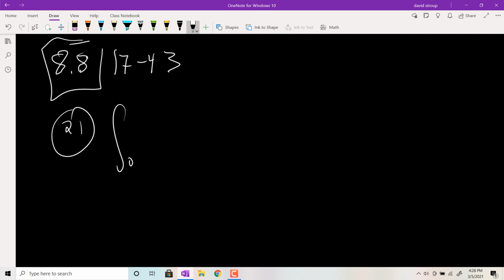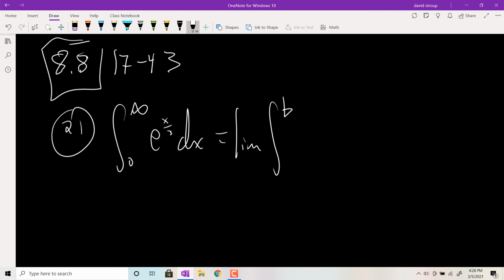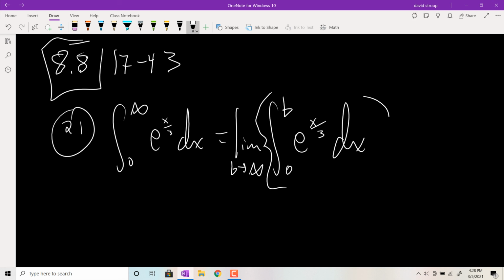First, the infinite interval. So we have e to the x over 3. It's kind of an easy one. We need to replace the bad limit on the integral with a variable, and then take the limit as the variable approaches whatever the issue was. So here the issue is going to infinity. And then we just do the integral as usual.